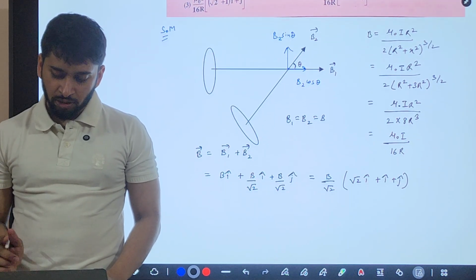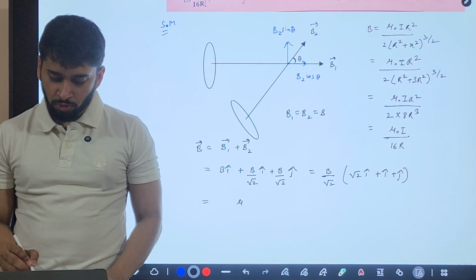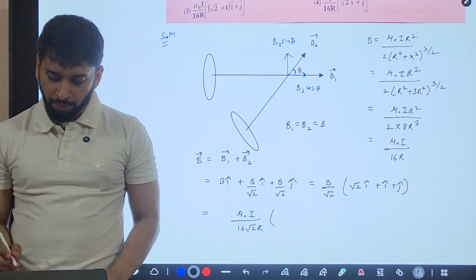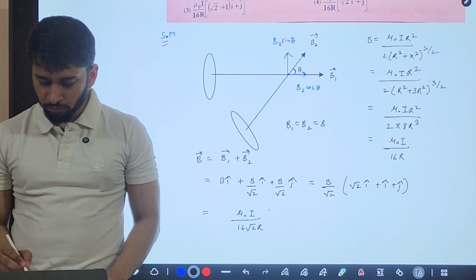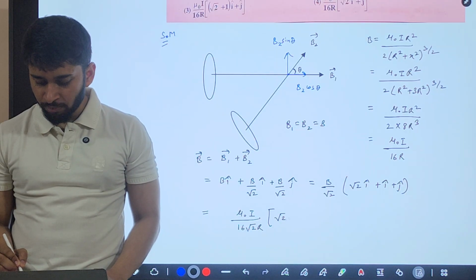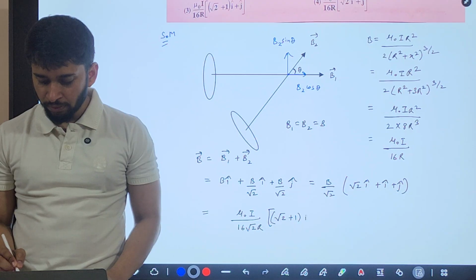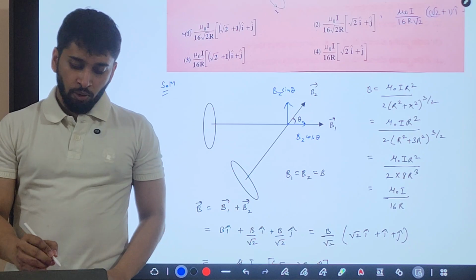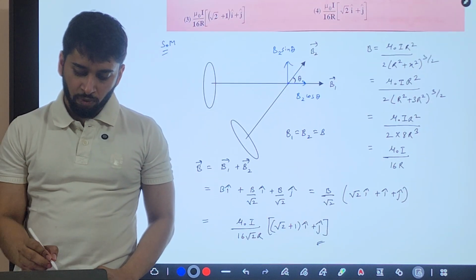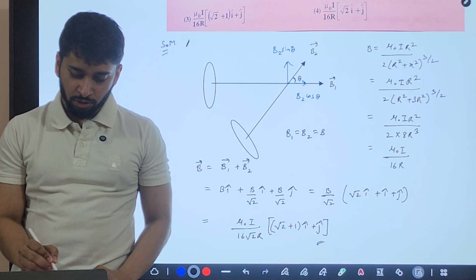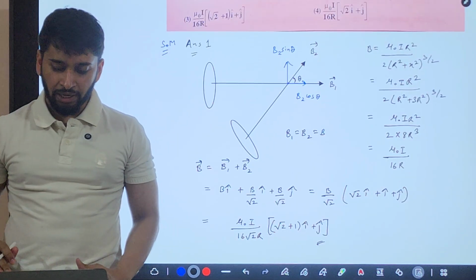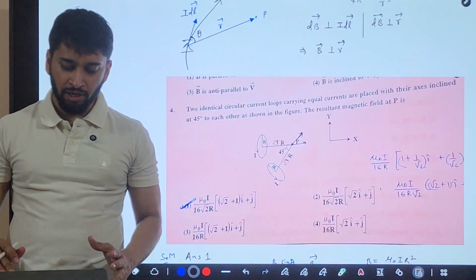Now you just simplify this, put the values. B is mu naught I by 16 root 2 R, if I put the value of B, and here you have, if I take I cap common, root 2 plus 1 I cap plus j cap. So that is that. Great. So answer is option 1. Whosoever's paper is this, he has done a very good job. Most of the options are coming correct. So answer will be option 1. Right. Great. Fine. Let's go for the next one.